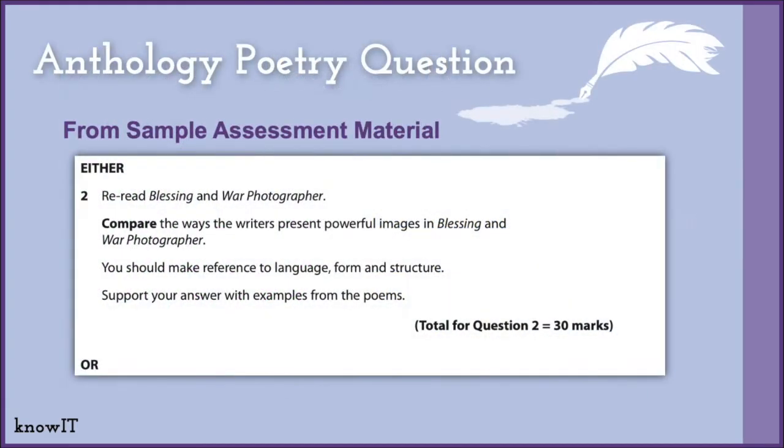Yeah, so over here, we're going to look at an example anthology poetry question like we did for the unseen poetry one. This is also from the sample assessment material. As you can see here, there is a choice of 2 questions because it says either or. So that shows that you can do one question or the other. Now in one question, you have to compare 2 poems. So look at what it says here. It says reread Blessing and War Photographer.